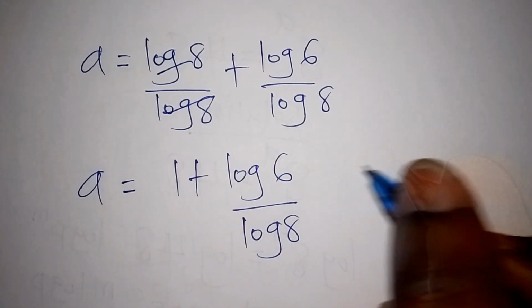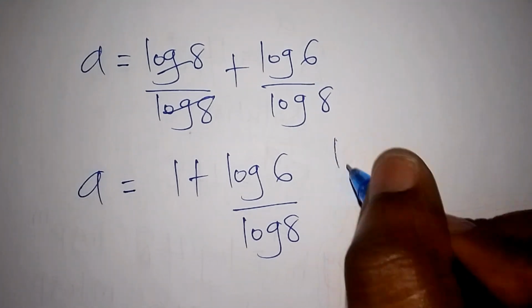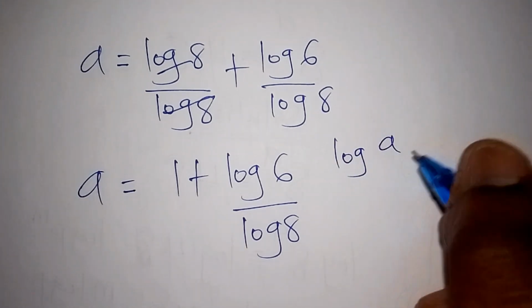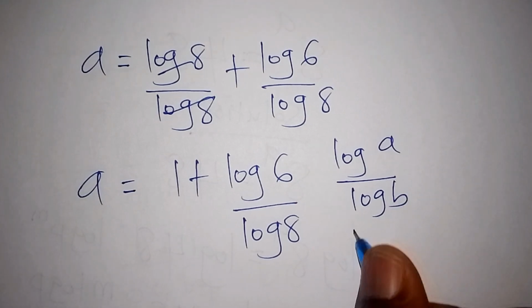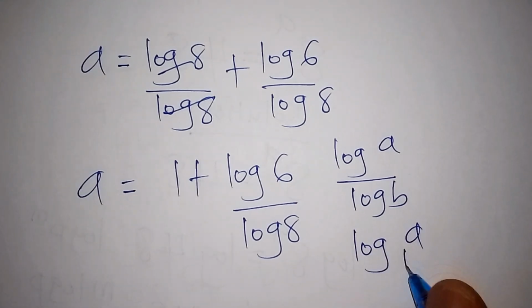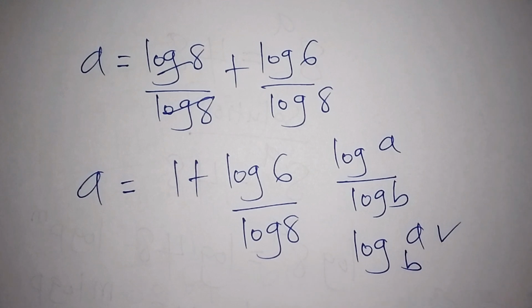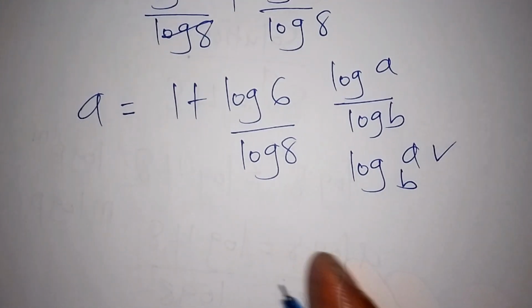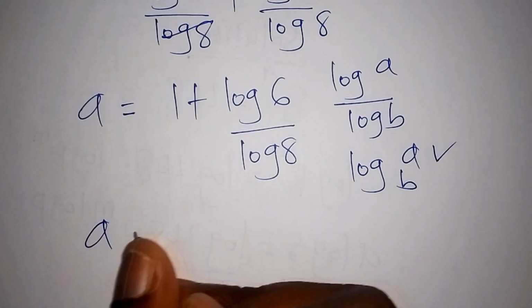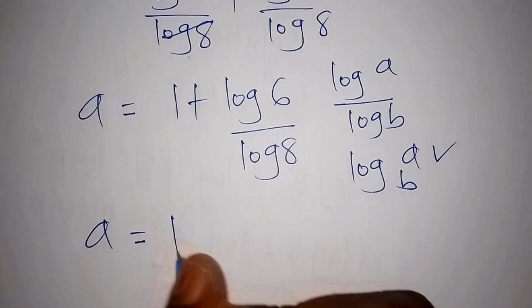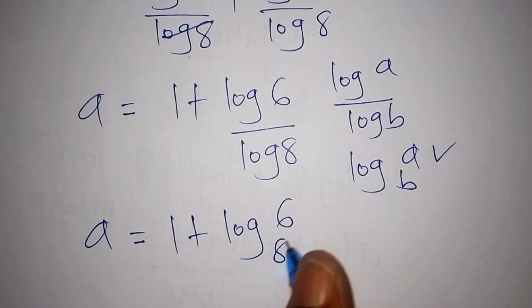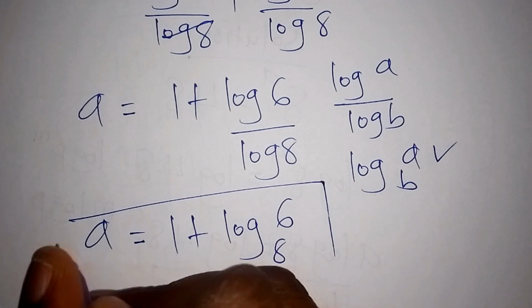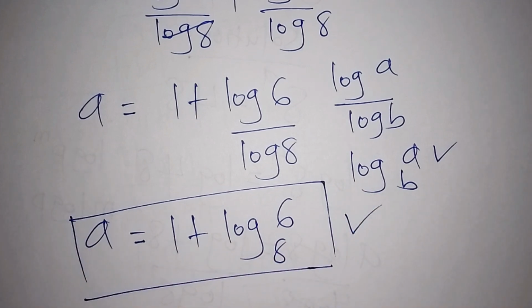Let me take you into a basic rule. When you have the log of A all over the log of B, this can also be written as the log of A to the base of B. Similarly, our final answer is A equal to 1 plus the log of 6 to the base of 8. This now qualifies to be our correct and final answer.